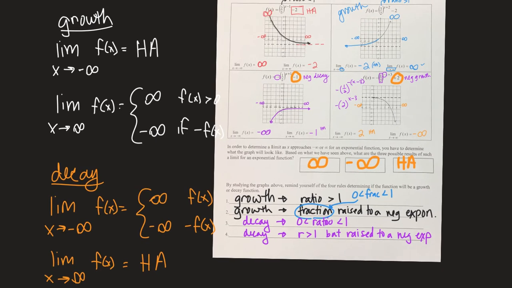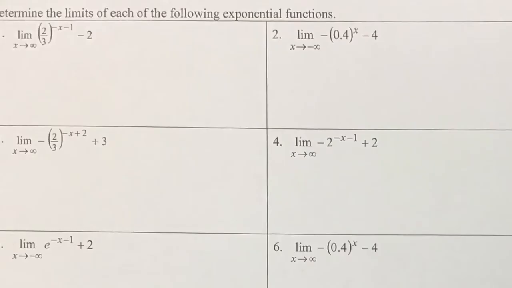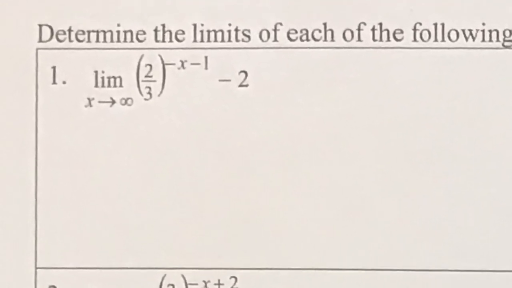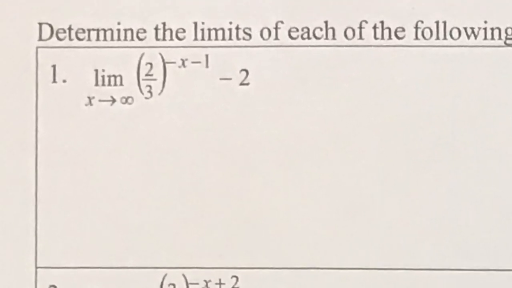Okay, so these are our general statements that we're going to make based upon our graph. So let me get some problems so we can look at them together. Let's see if we can apply those general statements to these functions. The first thing we have to do is decide, is this a growth or is it a decay? And then is it going to positive infinity or negative infinity. Okay, so number one, we have 2/3 raised to the negative of x minus 1.